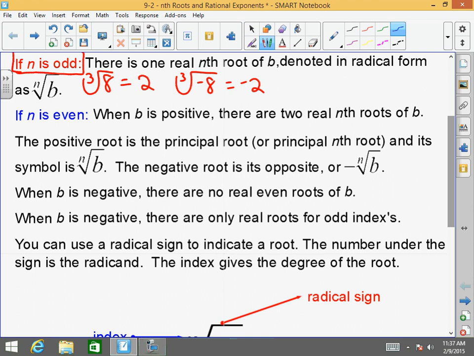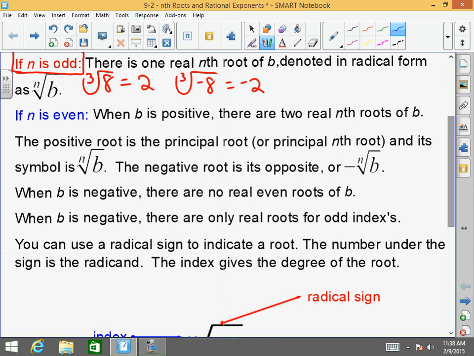However, if n is even, if the index is even, when b is positive, there are two real nth roots of b. There's the positive root, which is the principal root, or the principal nth root, and its symbol is simply the nth root of b. Or the negative root is its opposite root, or negative nth root of b. When b is negative, there are no real even roots. When b is negative, there are only real roots for odd indexes.